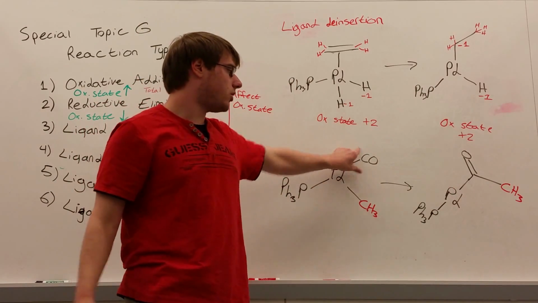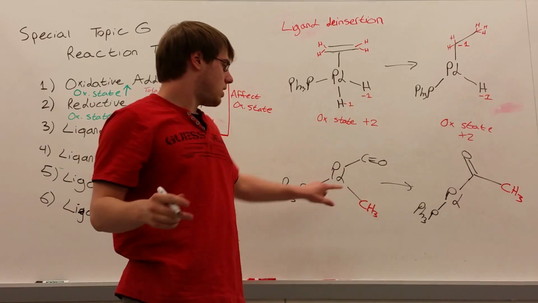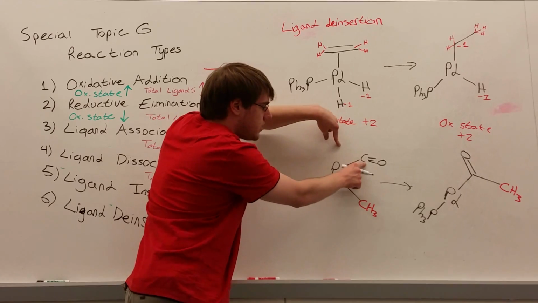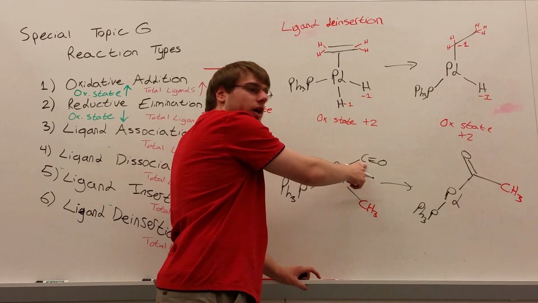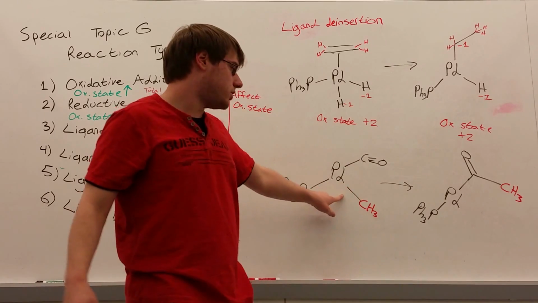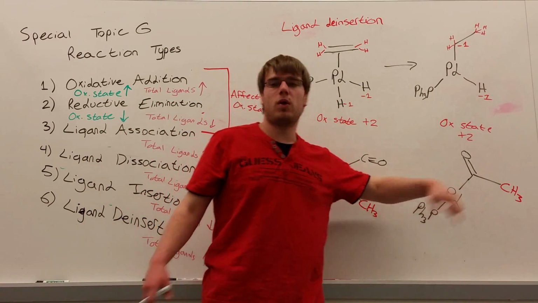So what happened here was you had a C triple bond O, right? CO looks like this, C triple bond O. And you ended up kind of pinching these two together. This carbon attaches to the carbon of the CO, and they fuse together, breaking the bond with the palladium. So you decrease the total ligands on your metal by 1. But what about the oxidation state?